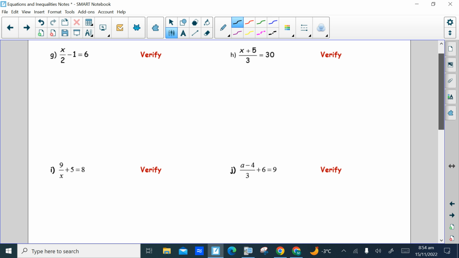Question G. First step, Brooklyn. You agree with that, Callum? Yes, absolutely. Before we can get the x by itself, we have to get the x over 2 by itself by adding 1 to both sides. And the minus 1 plus 1 cancels, which leaves us x over 2 on the left equaling 7 on the right.